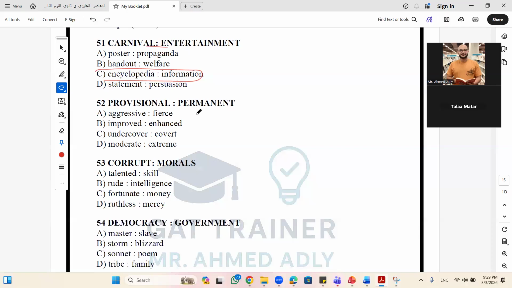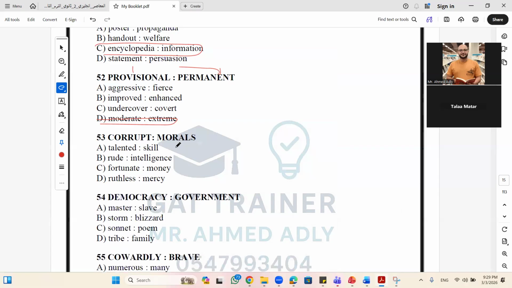Provisional and permanent. Moderate and extreme. Perfect. They're antonyms, by the way. Something that's provisional is temporary, transient, while permanent is something that is here to stay. So moderate is the opposite of extreme.